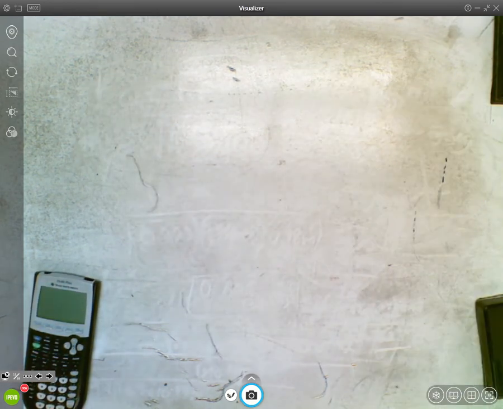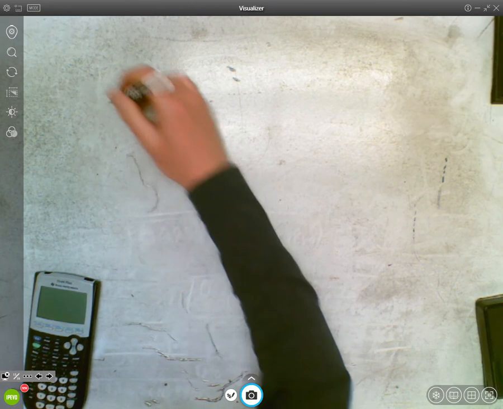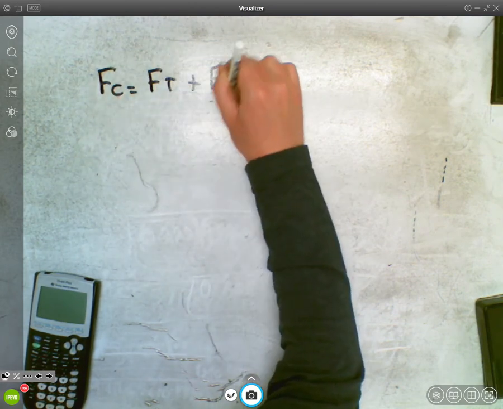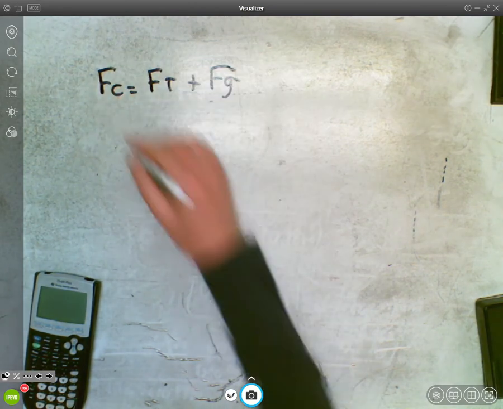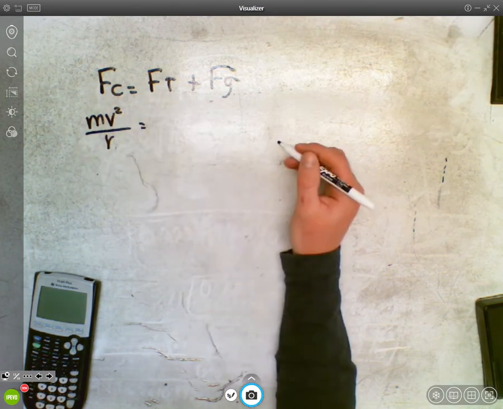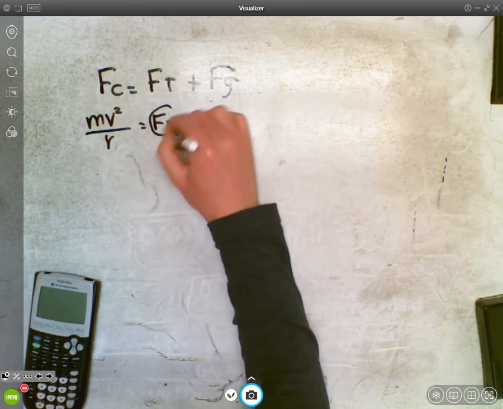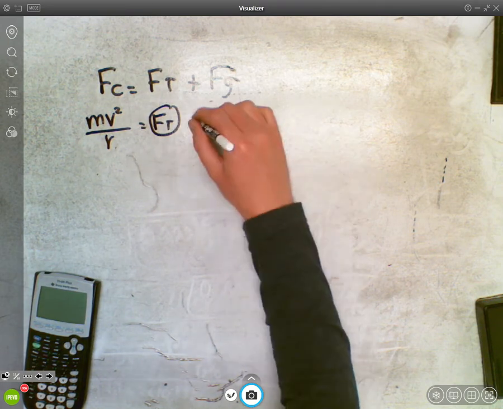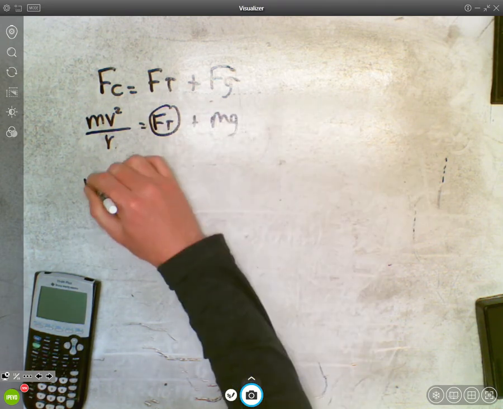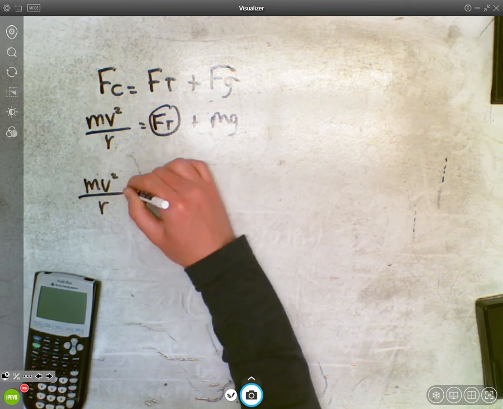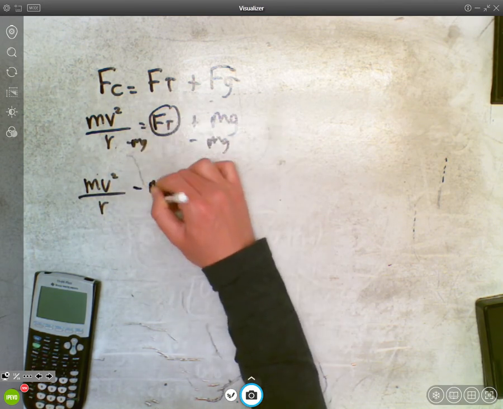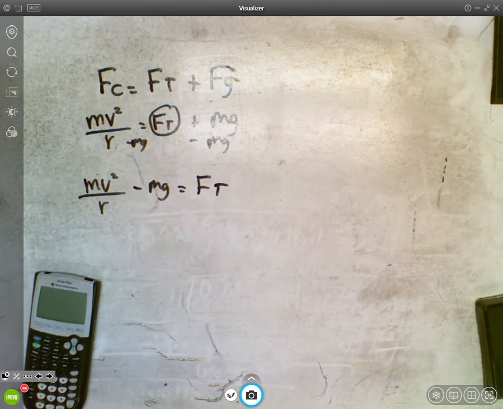Okay, so we start off with our FC equation, much like an F-net equation. And because they give us a speed, we can break this down into mv squared over r. Force of tension is what we're trying to find. That's our apparent weight. And this I can break down into mg. So if I'm trying to find force of tension, I have mv squared over r, and I have to subtract an mg from both sides. And that would give me force of tension.